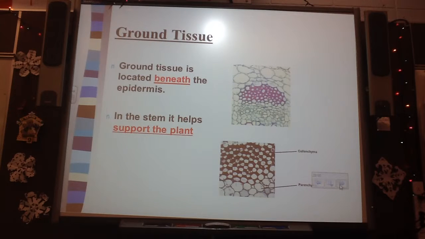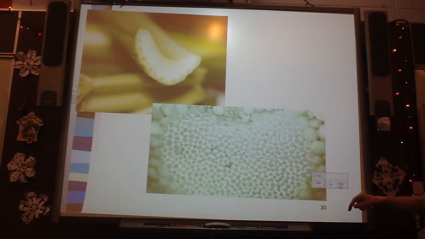Now, there's different types of ground tissue, and I don't go into it in Science 10, but there's a special type of ground tissue called parenchyma. And parenchyma is the strings that you have in celery. So those stringy things will be just the parenchyma. So when you get the strings from celery stuck in your teeth, it'll be parenchyma.